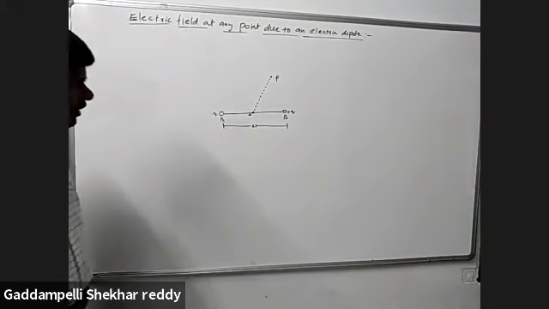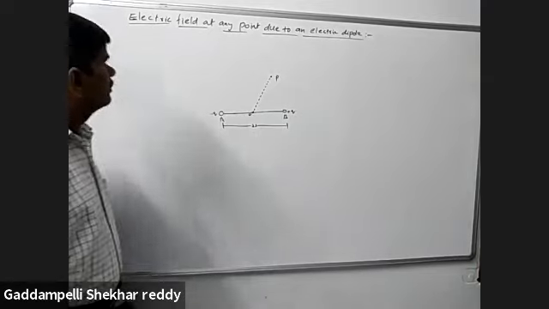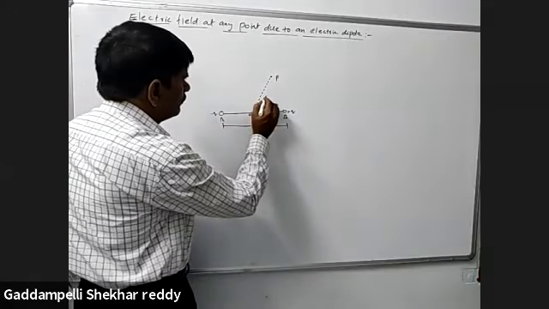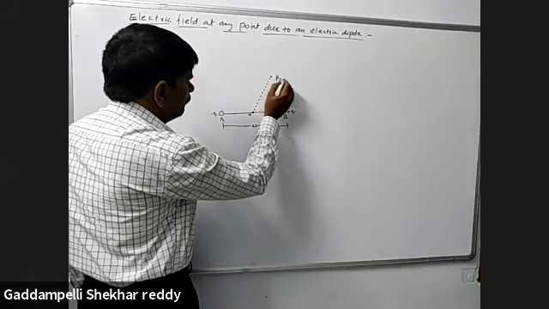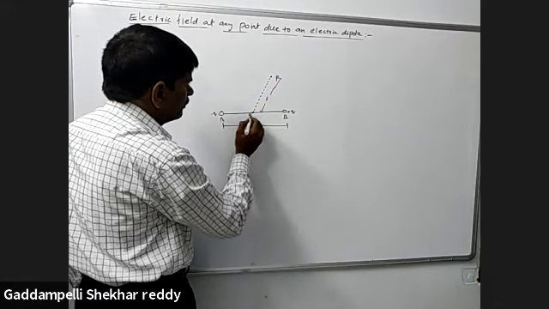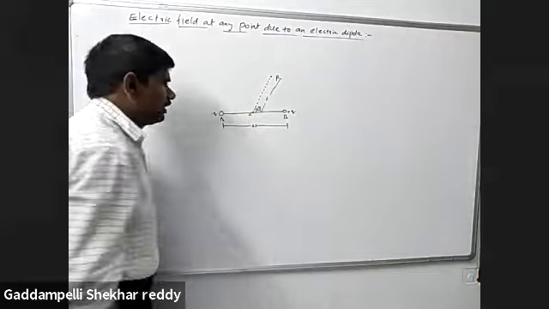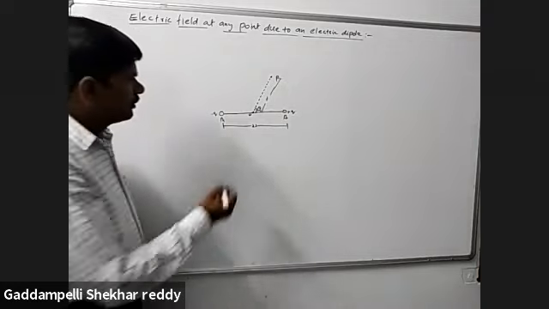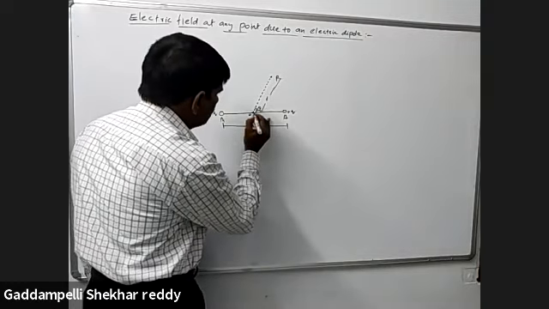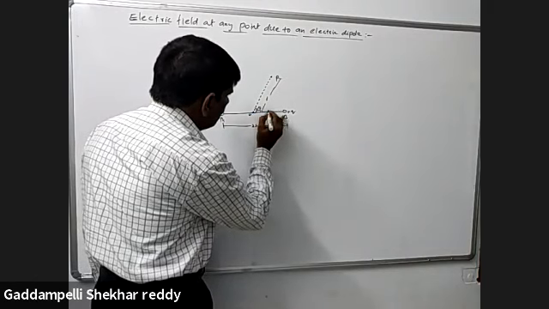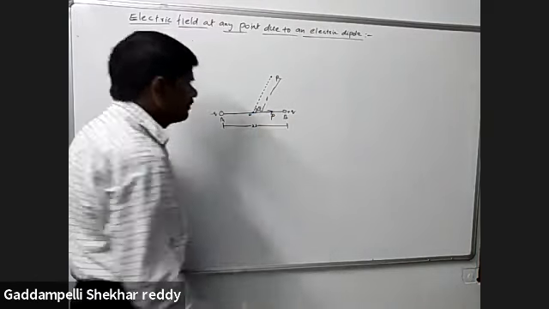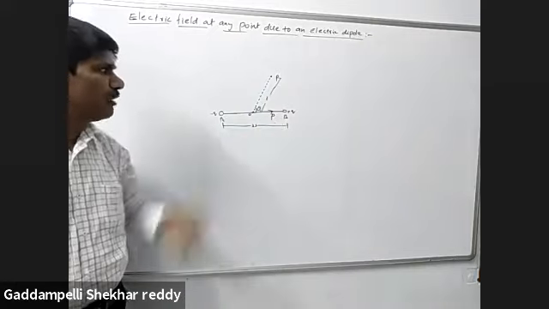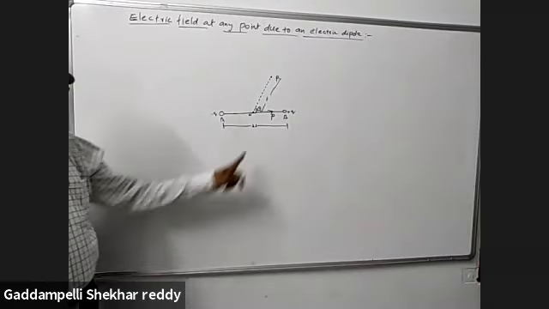Consider the point P at a distance r from the center of the dipole, making an angle theta with the dipole axis. We know the dipole moment direction is from the negative charge to the positive charge, like this is the dipole moment direction. This is the dipole moment P.